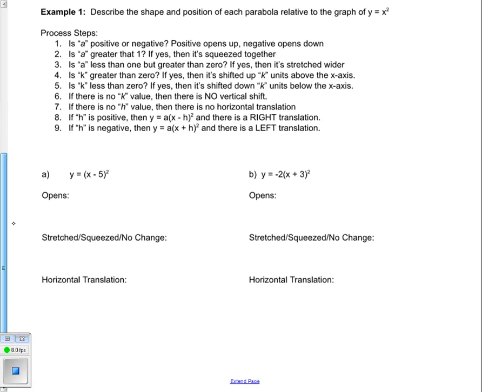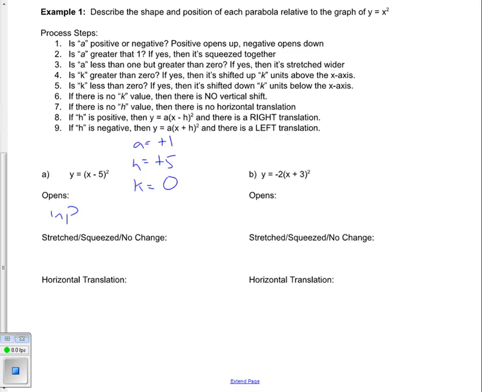So first thing that we always want to do is identify, first and foremost, what are the a, h, k values of a given parabola. That's the first thing that I would like for you always to write out: the a, h, k values. So in example A, the a value is positive 1, the h value is positive 5, and the k value is 0. So because the a value is positive, it opens up.